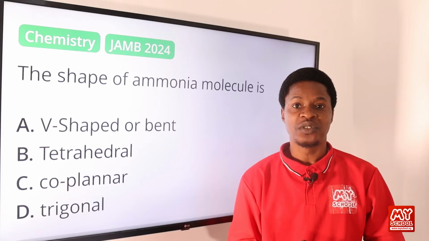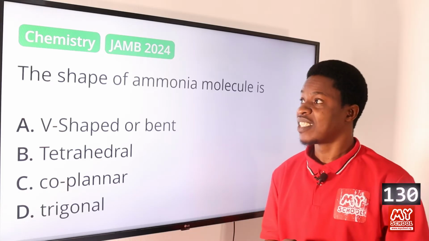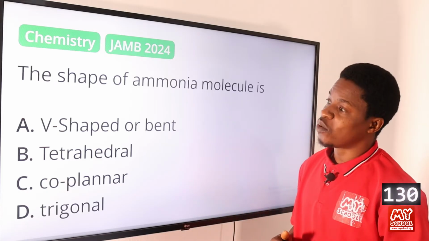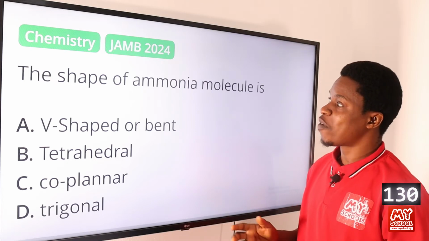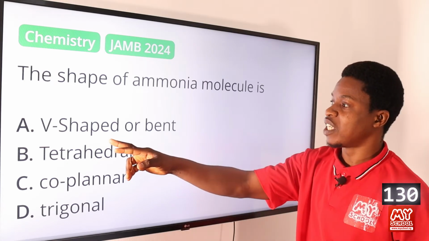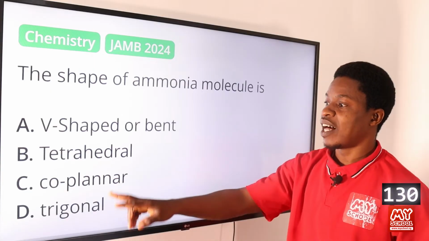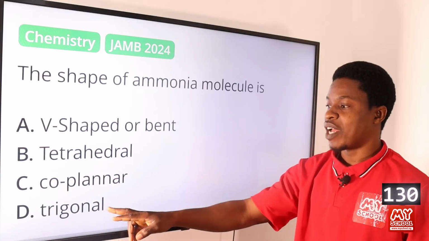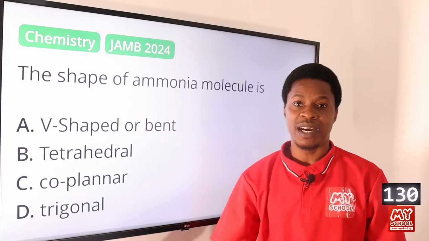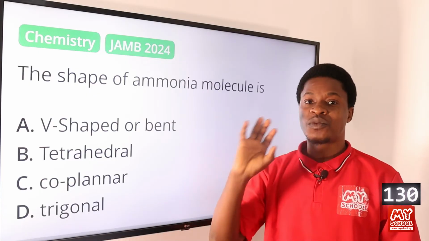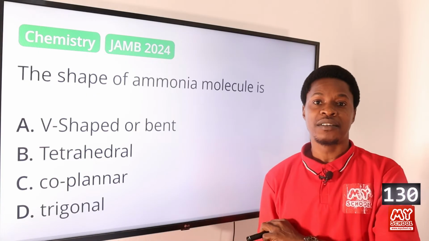Now let's move on to question 130. The shape of ammonia molecule is what? We have the V-shaped or bent, we have tetrahedral, we have coplanar, we have the trigonal, or what we call trigonal pyramidal. Okay. Now there's what we call VSEPR.